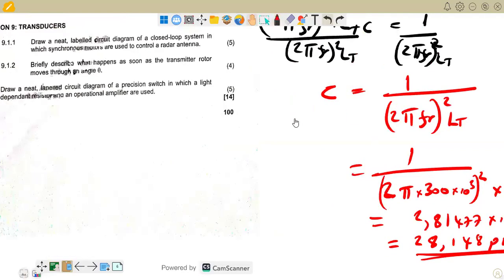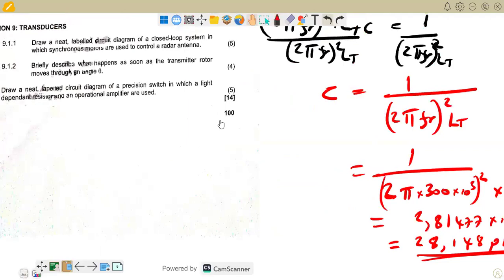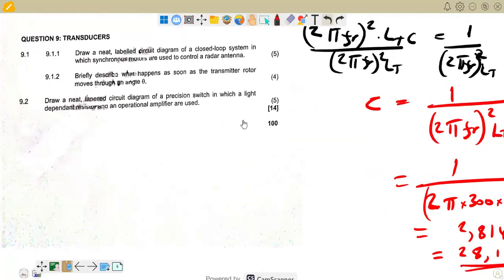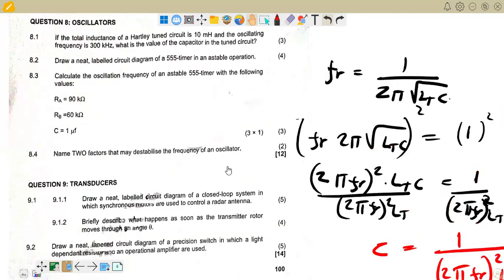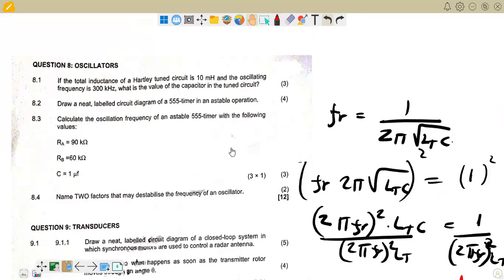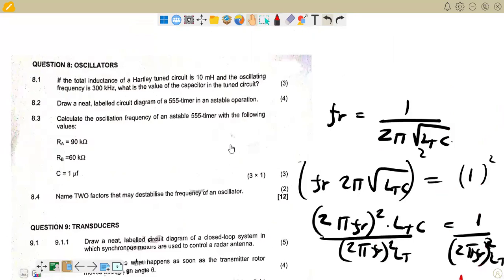The next question is saying, briefly describe what happens as soon as the transmitter rotor moves through an angle theta. I'm at question 8.2. Draw a neat labeled circuit diagram of a 555 timer. That's our question there. Draw a neat labeled diagram of a 555 timer.